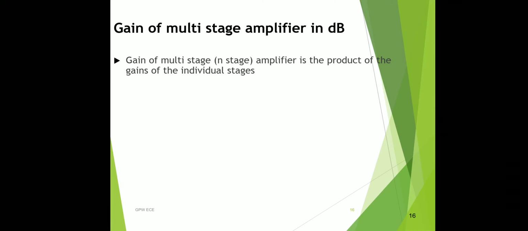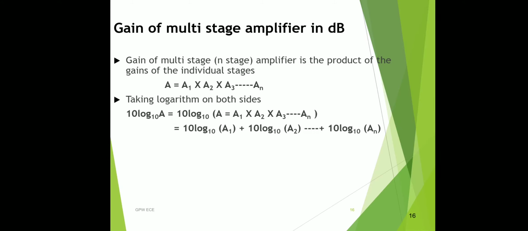Gain of multi-stage amplifiers in dB. Generally for natural values, the gain of a multi-stage amplifier is the product of the voltage gains of all the individual stages. But the gain in decibels for a multi-stage amplifier is the summation of the gains of all the individual stages. The gain in decibels is the summation of gains in decibels for all the stages.